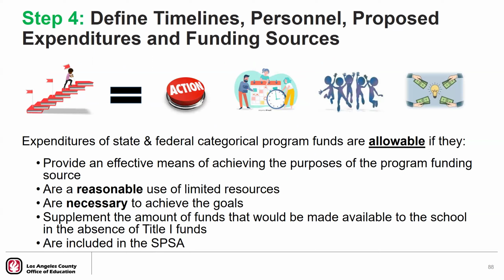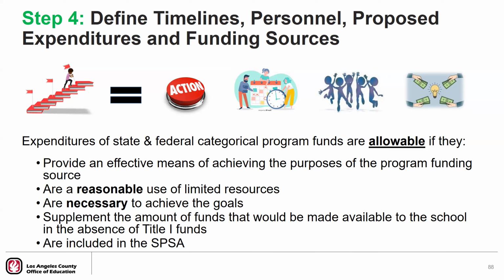Step 4 involves defining timelines, personnel, proposed expenditures, and funding sources. For each goal identified in the SIPSA, the school site council must specify the actions to be taken to accomplish the goal, dates by which the actions are to be started and completed, the persons responsible, expenditures needed to implement the action, and each funding source budgeted for the goal.